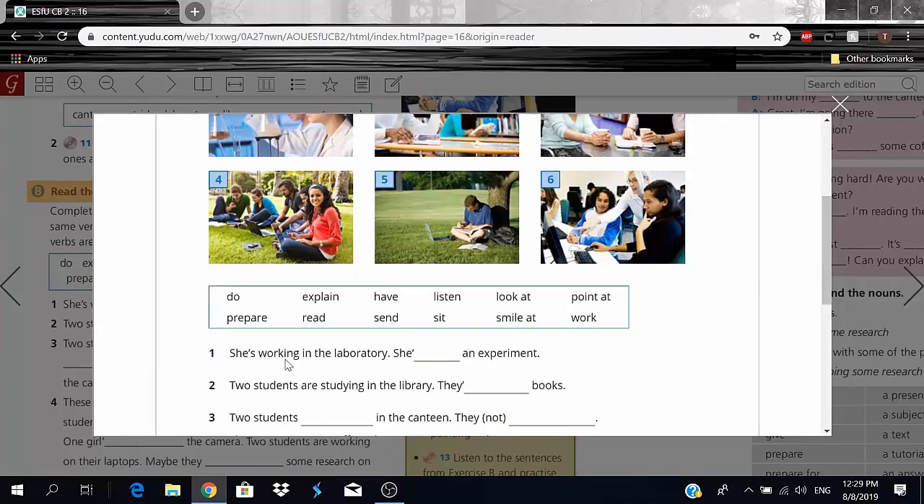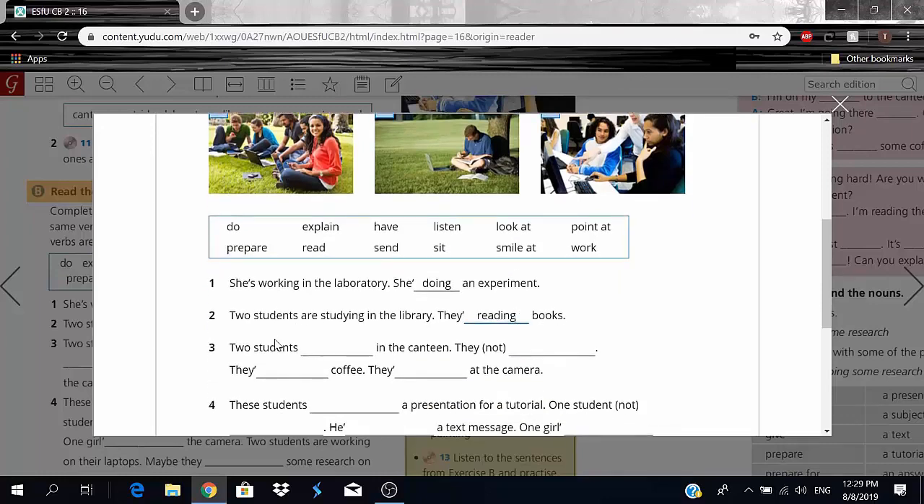So number one, she's working in the laboratory. She's dash an experiment. What do you think, you guys? She's doing an experiment. I can't say she doing an experiment. That would be wrong. I have to say she's doing an experiment. Two students are studying in the library. They're dash books. They're reading books. So we changed the verb from read to reading, we just added ing. So they're reading books. Basically, something that's happening right now.